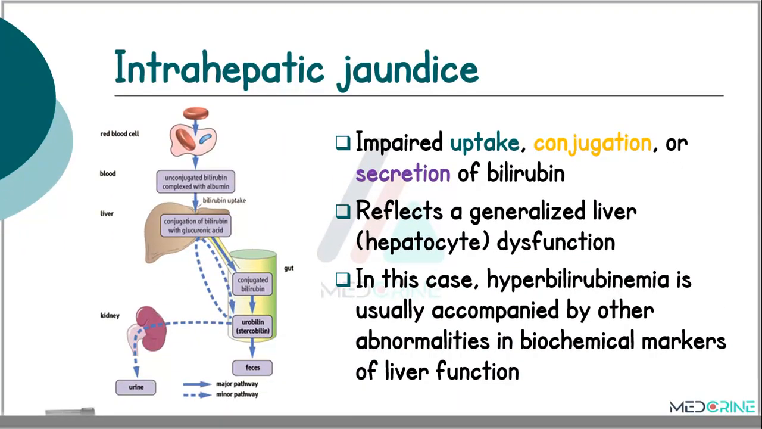Then the second type of jaundice is intrahepatic jaundice, whereby there is an impaired uptake, conjugation, and secretion of bilirubin by the liver. This generally reflects dysfunctional liver hepatocytes, and in this case, hyperbilirubinemia is usually accompanied by other abnormalities in biochemical markers of the liver function.